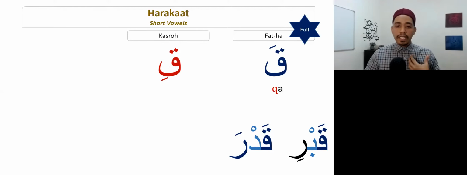Okay. Qaaf for the kasra is going to be qi. Now you see there's no round sound. It's just qi. But the primary foundation of this letter's pronunciation is the soft palate, the back portion of the tongue. Whether you're pronouncing kaf or qaf, you're going to use the back portion of the tongue. But it's the soft palate that you need to focus on, so that you are away from the hard palate.